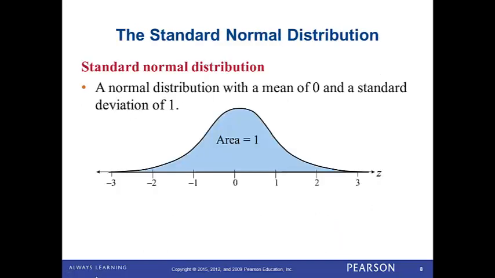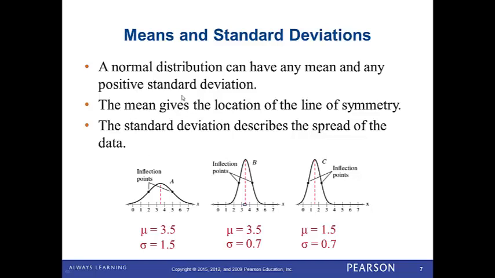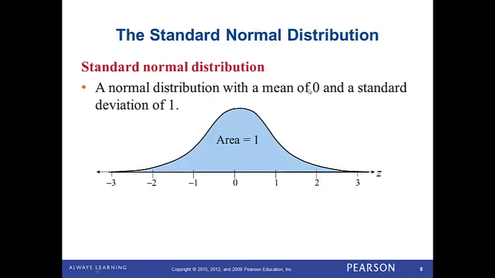Alright, so now the standard normal distribution. So we know we have a normal distribution, and then we can also have a standard normal distribution. So a standard normal is just a normal distribution with a mean of 0 and a standard deviation of 1. Let me go back a second. Remember, a normal distribution can have any mean and any positive standard deviation. And of course, the three examples show that. However, a standard normal will have a mean of 0 and a standard deviation of 1.